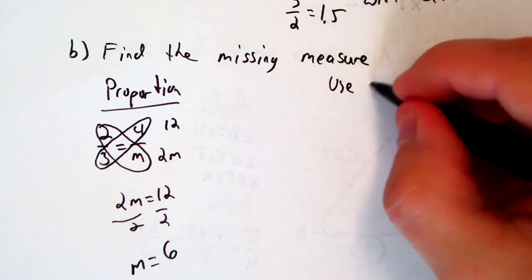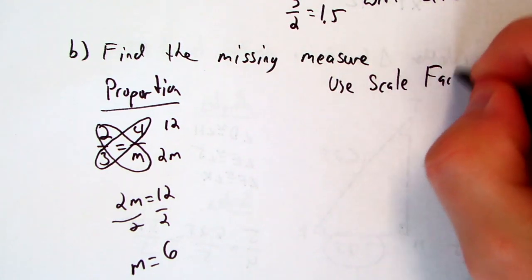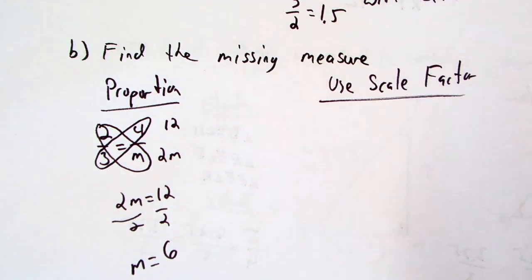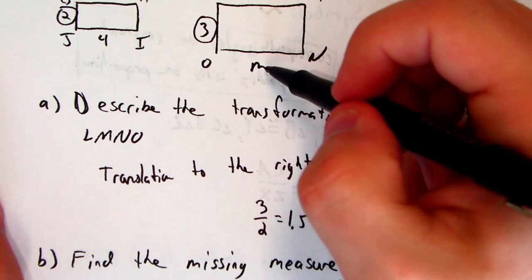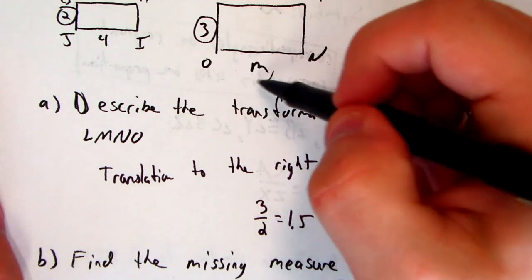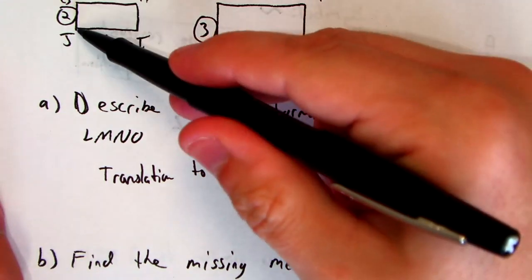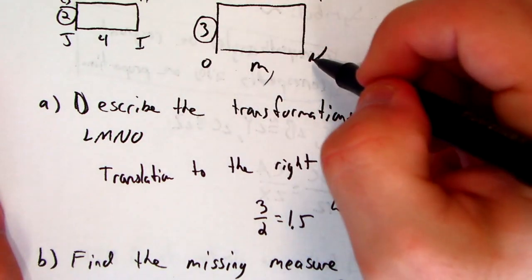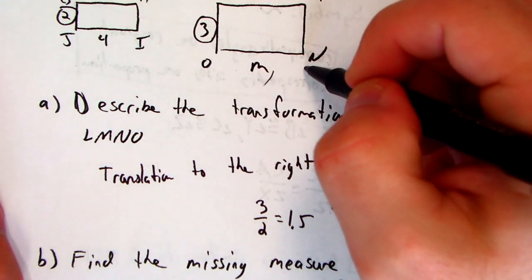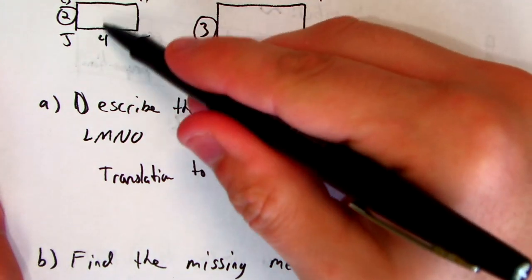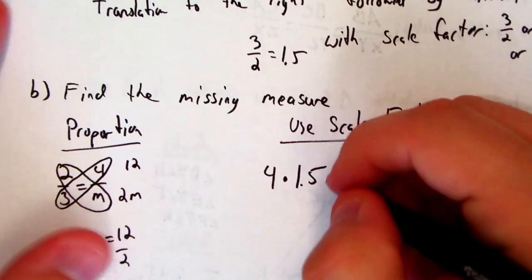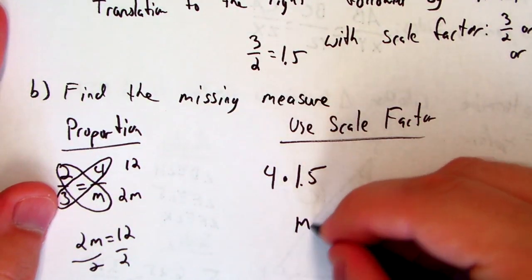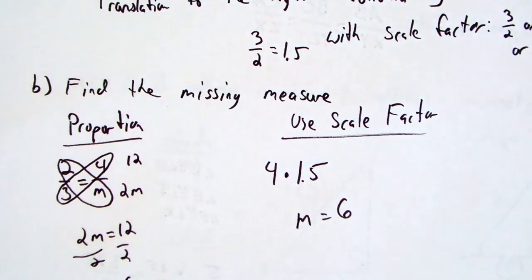The other way that we could do it is use the scale factor. So in order to use the scale factor, we would take the part that corresponds to our missing measure, and that happens to be this side, because it corresponds with this side. They're both the longest. So I have 4. And we're going to multiply that by the scale factor. So our m, our missing measure, is still going to be 6.